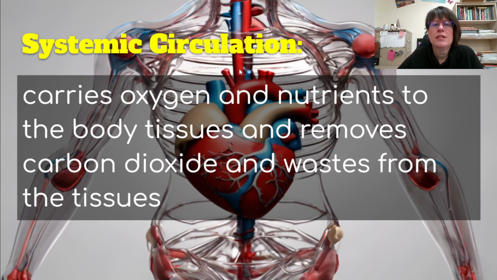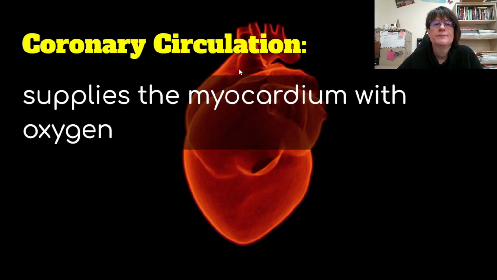Systemic circulation carries oxygen and nutrients to the body tissues and removes carbon dioxide and waste from the tissues. So systemic circulation goes everywhere through your whole system. Coronary circulation supplies the myocardium with oxygen. Now, the myocardium is the heart muscle, basically the main part of the heart muscle. And so whenever we see coronary, that also always means heart.